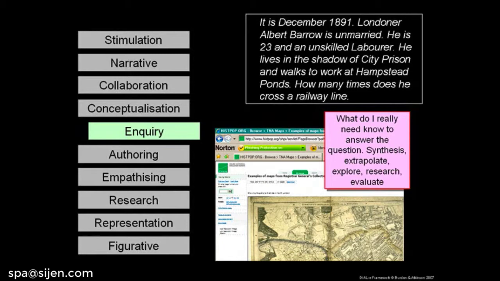In this example, I've stated a question about an individual and their particular working environment and asked a question as to how many times an individual might cross a railway line. And the students would have to go out and identify what it was they didn't know and what information they required to be able to answer that question using the very rich resources that are available.